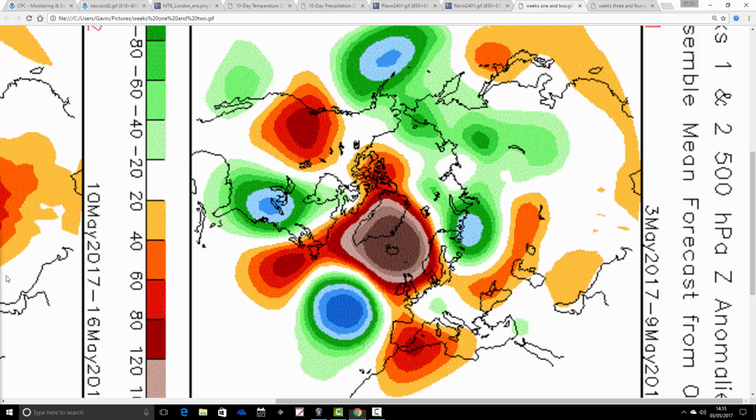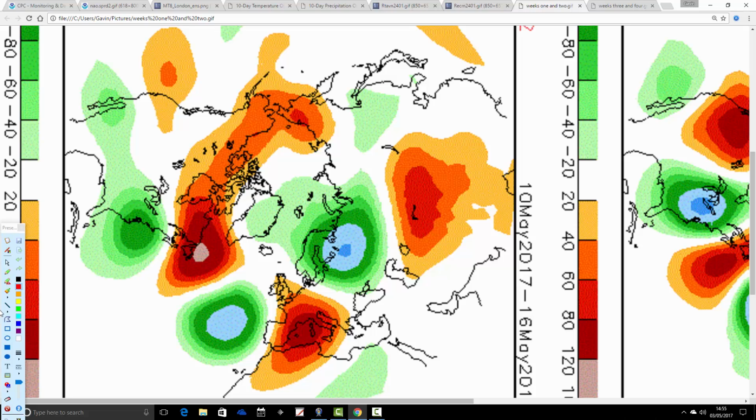Finally, just having a look at the CFSv2 for next month. So these are 500 millibar heights broken down into week periods. The first week period takes us from the 3rd through to the 9th of May, and we find we've got a big ridge here to the north of the country, with that trough out to the west. The winds are in from the east as well, lots of dry weather, very good representation really of the weather we've got coming up over the next few days.